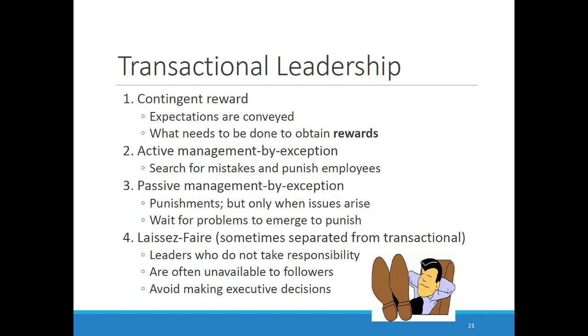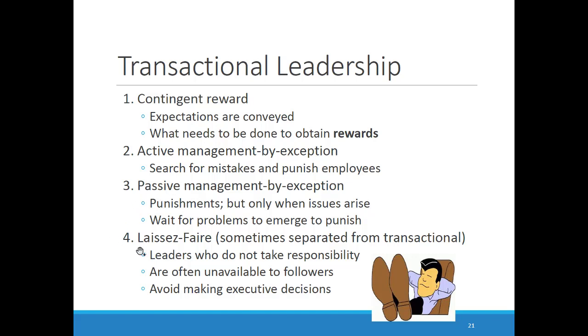So passive management by exception is also focused on punishments, but only when issues arise. Passive management by exception is when leaders don't really keep an eye out for problems, but when they do arise, they then punish their employees accordingly. So both active and passive management by exception are focused on punishments, but the active is when the manager looks out for them. The passive is when they wait for problems to come up.